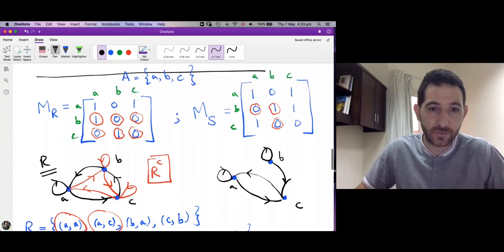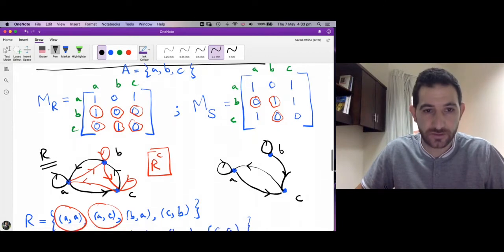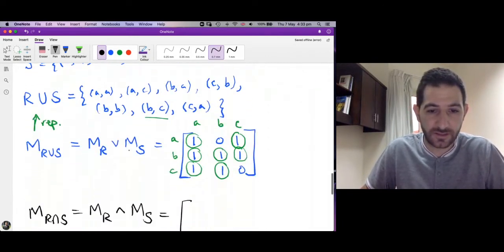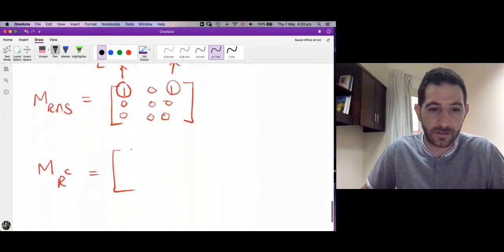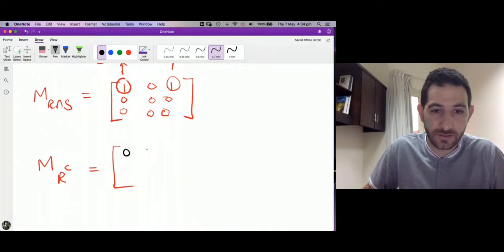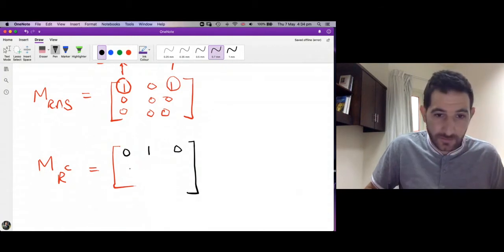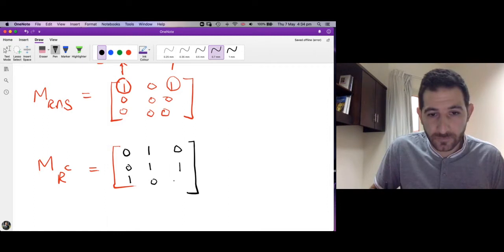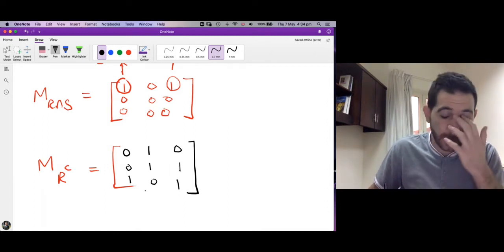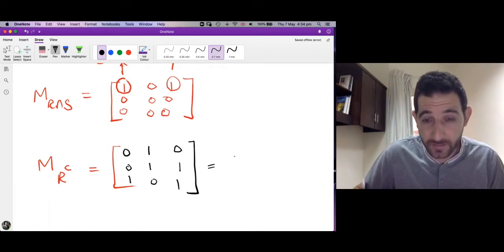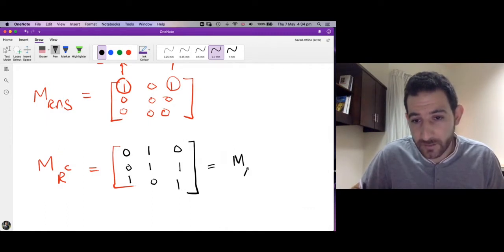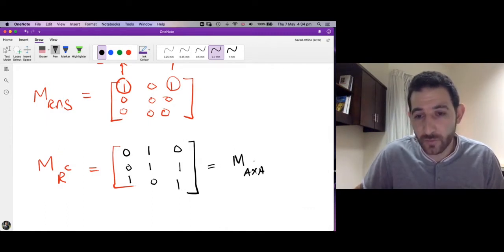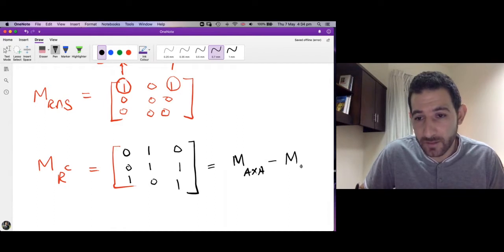In terms of matrices, we just swap the 1s to 0s and the 0s to 1s. Okay, so in this case, we will get that this will be 0, 1, 0, 0, 1, 1, and 1, 0. Okay. So check that this is M of A cross A, the matrix of all 1s, minus M, the matrix of R.